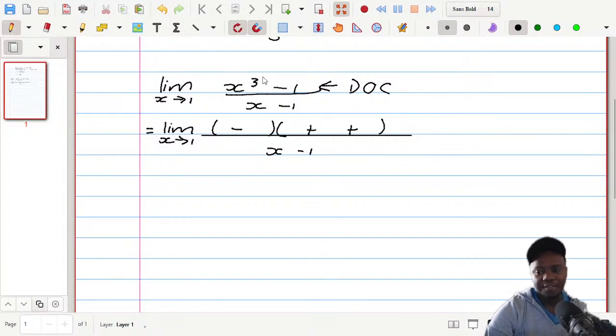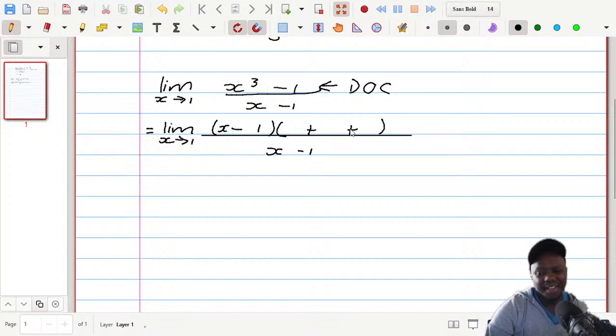So the first thing we do is we need to take the cube root of our first term. Now the cube root of x cubed, that's x. We put it as the first term in our first bracket. Then we need to find the cube root of 1. Now the cube root of 1 is 1. We are done with the first bracket.